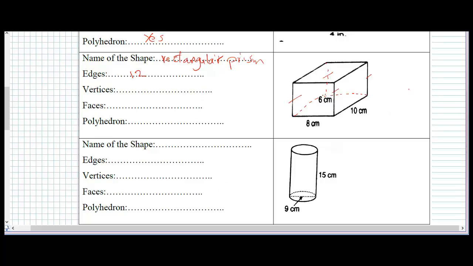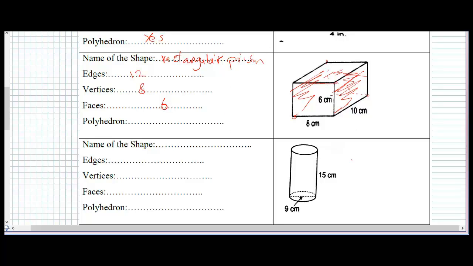How many vertex? Let's count the vertex that we have here. We have 1, 2, 3, 4, 5, 6, 7, and 8 in the back. So we have 8 vertex. How many faces? Okay, face means that side. So here we have 1 face, 1, 2 in that side, 3 in the back, 4 here, and 1 up, 1 down, means 6 faces.